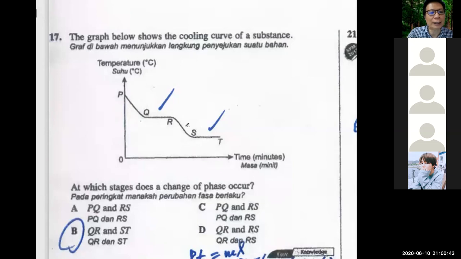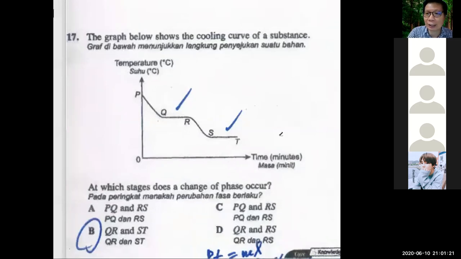Okay, another one is here. Here you see horizontal, which means the temperature is constant, never changes. So there is only a change in the phase. When you see the temperature stay constant, it means a change in phase happens. Either change from solid to liquid, or liquid to solid, or gas to liquid like that. So the answer is QR ST. Remember, when the line is horizontal it means the phase is changing, with no change in temperature. Changing phase means change from solid to liquid, liquid to gas, this sort of thing.